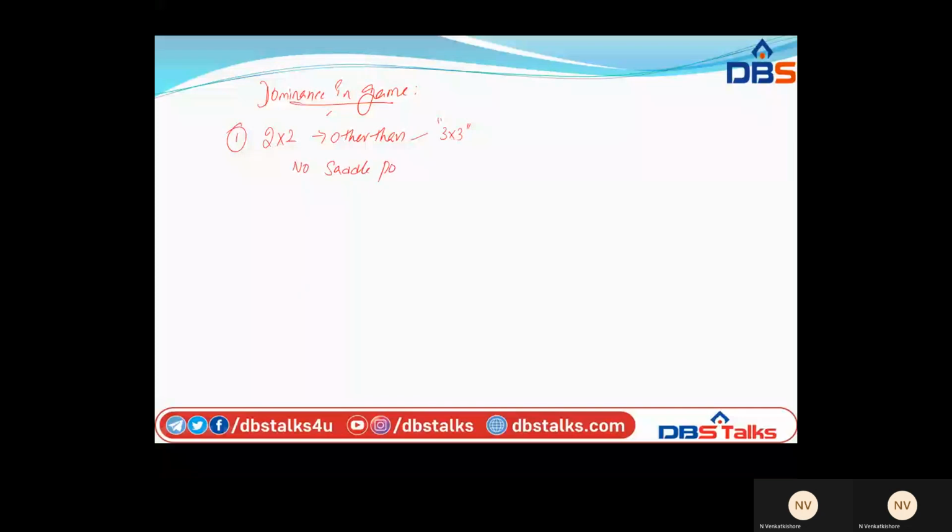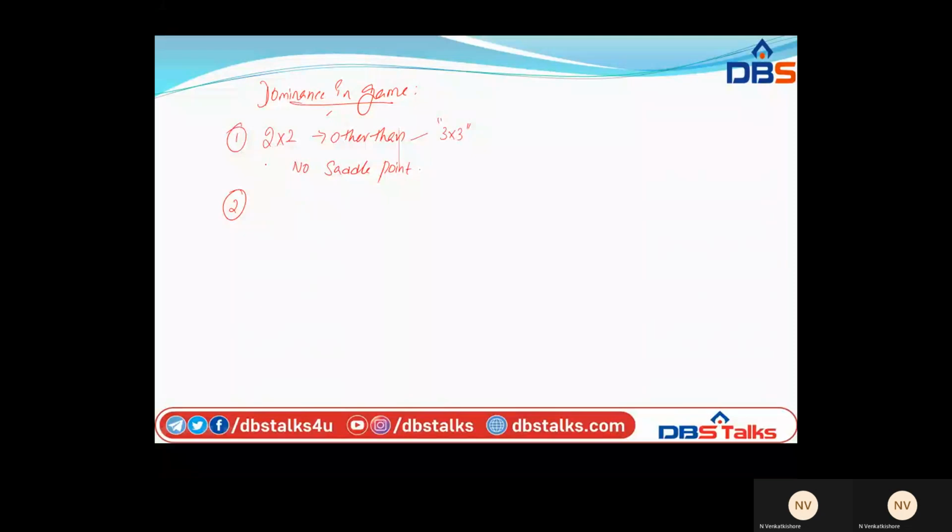Then what is step 2? Firstly, we need to check whether it is a 2 by 2 matrix or not. It is not a 2 by 2 matrix. After that, whether the saddle point was achieved or not. No saddle point was created. Now we need to apply the formula or rules.